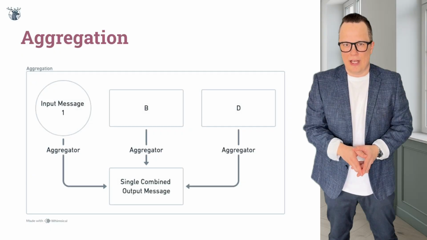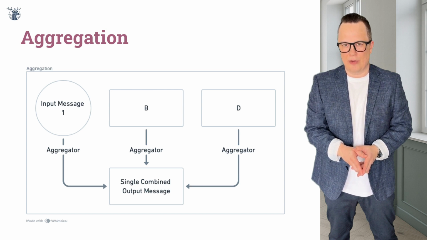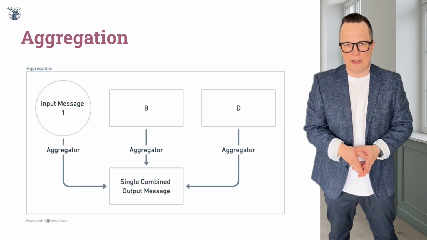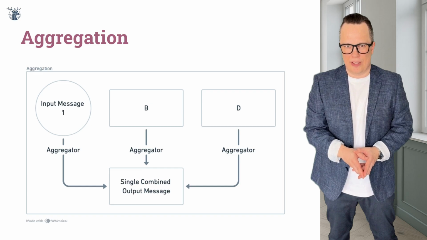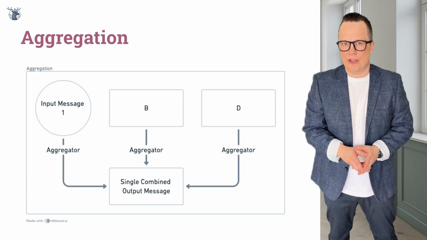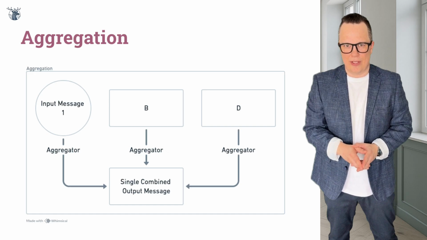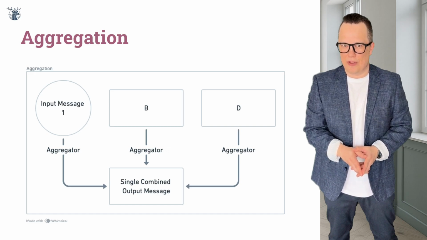Let's now look at the aggregation pattern. This pattern is all about combining multiple messages into one. Why would we need that? Because in real integrations, data often comes in pieces. One system sends part of the data, another system sends the rest. The receiving system, however, needs a full view, one complete message. Aggregation solves this by collecting related messages and merging them together. A simple example is order processing.